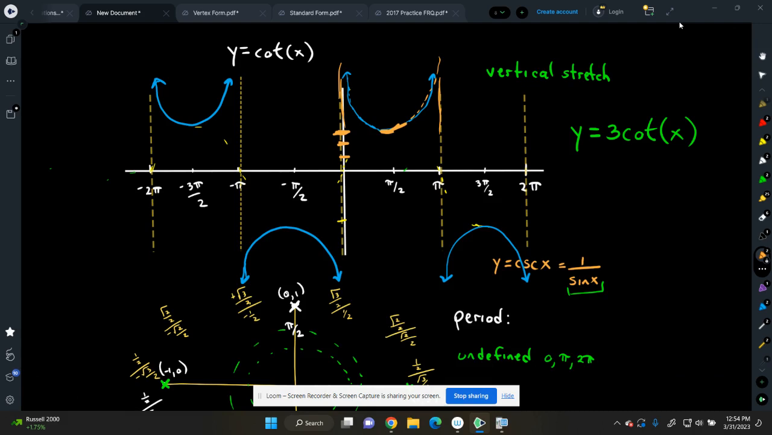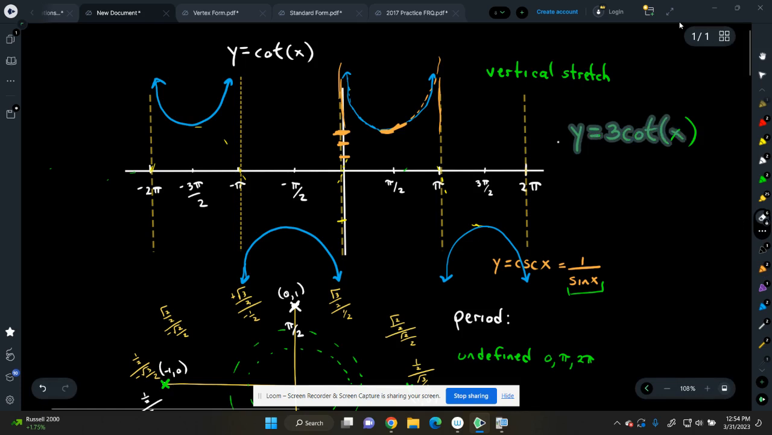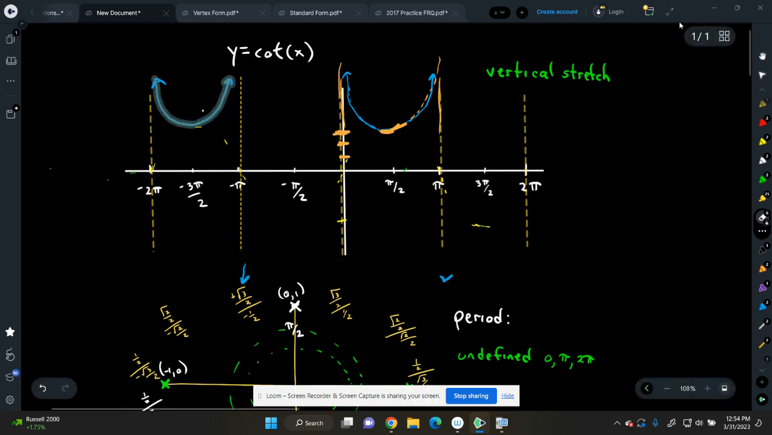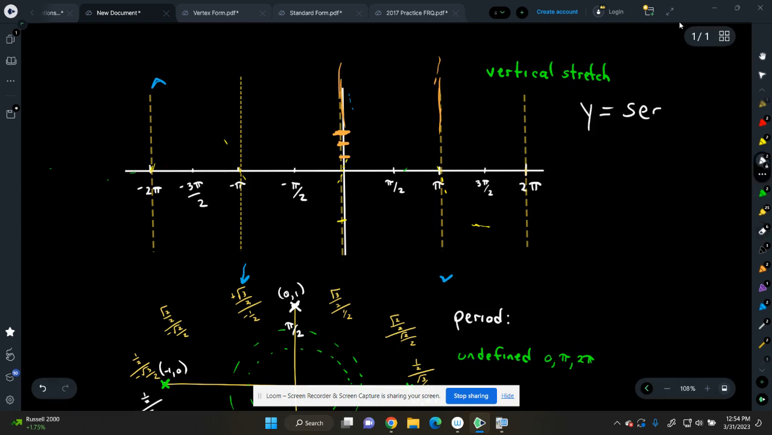We've done sine, we've done cosine, tangent, cotangent, cosecant. What have we not done? Secant. We didn't do secant yet. Okay, so let's look at secant. Secant and cosecant, how are we going to tell the difference between them? Well, let's discuss secant and see what we know about it.